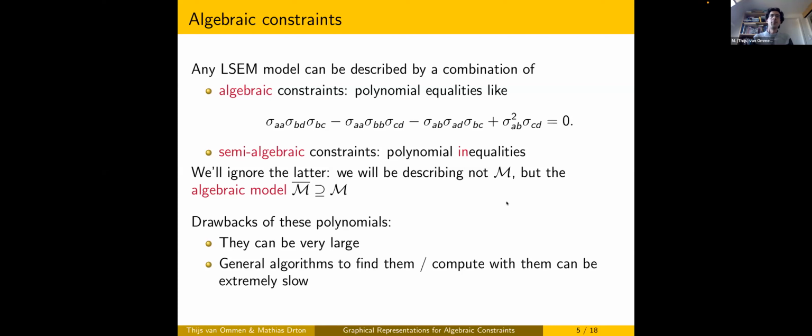And also the algorithms that exist in algebraic geometry: there do exist algorithms to which you can pass the equations of a linear structural equation model, and they will compute the polynomial constraints, the algebraic constraints. But these algorithms can sometimes be very slow. Sometimes they'll run in a couple of seconds, but other times, even for small graphs with 4 or 5 variables, they can take days or weeks to finish the computation, and you do not know ahead of time which case you will be in. So this makes them very impractical to work with.